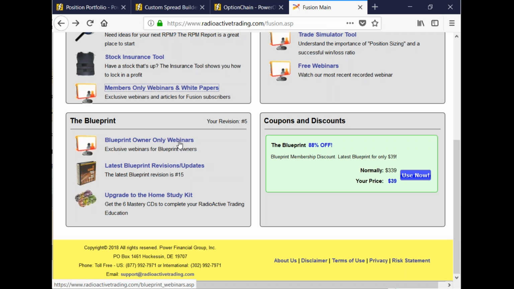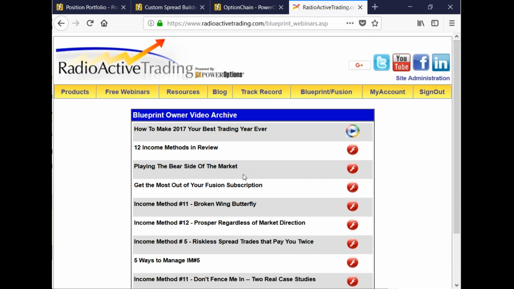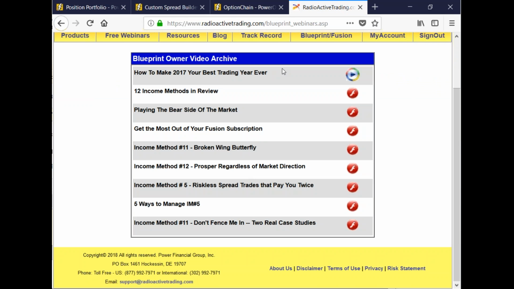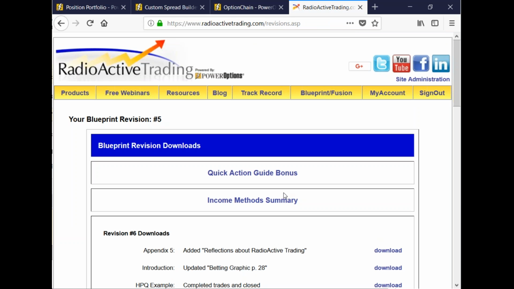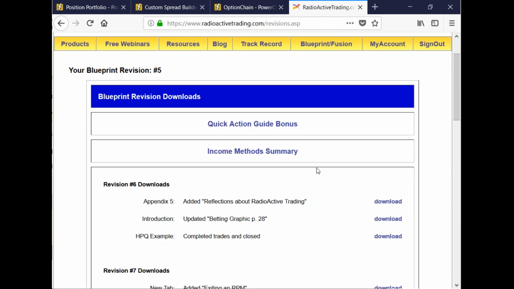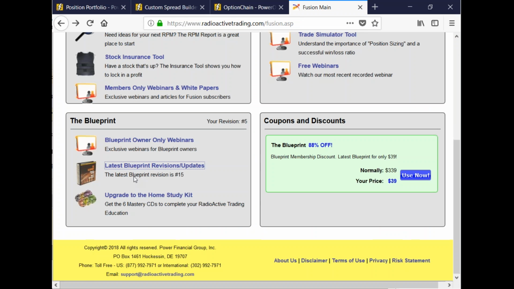But click on the Blueprint Owner Only Webinars, and there will be an additional link here. Oh, that's right. This account isn't set up that way. But you'll see an additional link there. Oh, it's in here. I'm sorry. I apologize. So click on the revisions, Larry, as a Blueprint owner, and you'll see the income methods summary. Okay, so it's pretty much the same thing there. So Blueprint owners can access it there by going into the latest Blueprint revisions.